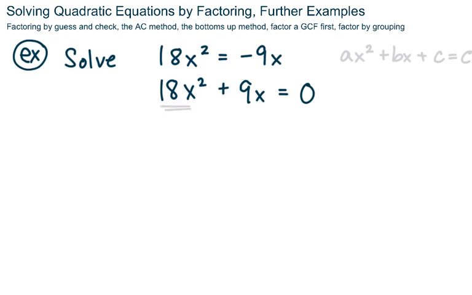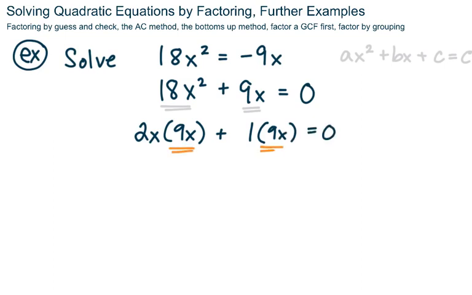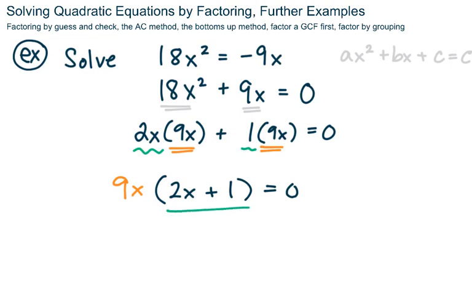One thing we should be able to recognize is that we can factor out a GCF. And if I look at factoring each of these terms, I will notice that they both have a 9x inside. This first one is 2x times 9x. And then the other term we could write as 1 times 9x equals 0. So here I'll factor out my GCF of 9x, and that leaves me with 2x plus 1 equals 0. The 2x and the plus 1 are coming from those coefficients that I factored out.